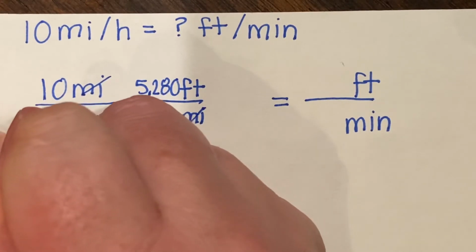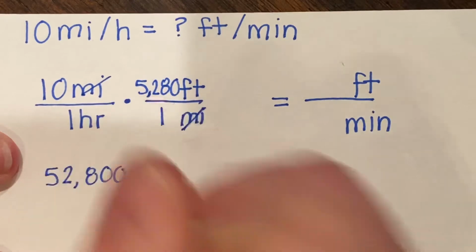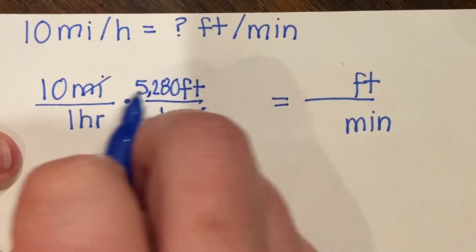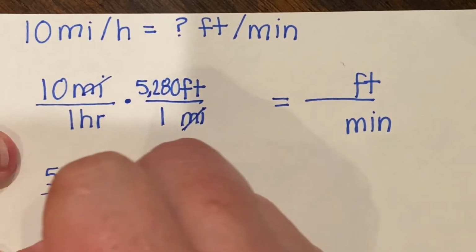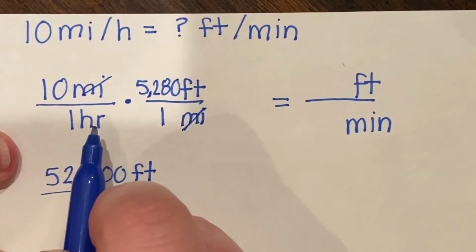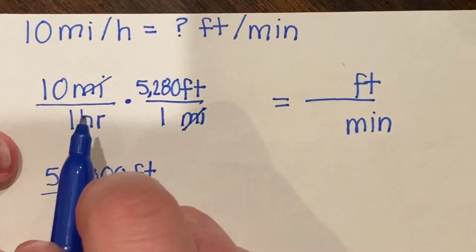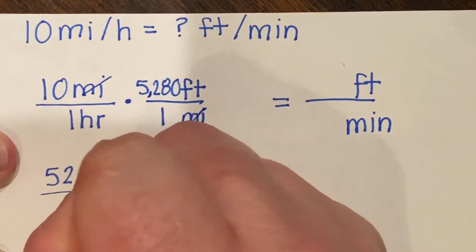That's going to give me 52,800. And then my unit is feet because I no longer have my miles. I just have my feet. And then I'm going to put that all over what I have on the bottom: 1 hour times 1, because again, I crossed out my miles, so that unit no longer exists. I just have 1 hour times 1, which gives me 1 hour.